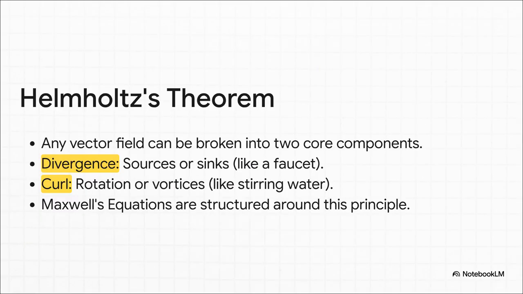And this tool lets us understand a really profound and honestly beautiful idea called Helmholtz's theorem. It says that any vector field, no matter how crazy and complicated it looks, can be broken down into just two basic things. First, a divergence component, think of this as sources or sinks, and second, a curl component, which is all about rotation or vortices. The perfect analogy is a bathtub. You've got water coming out of the faucet, that's a source, that's divergence. Then you stir the water with your hand, you get these little whirlpools, right? That's curl, that's rotation. And get this, Maxwell's equations are built directly on this principle. It's why there are 4 of them.